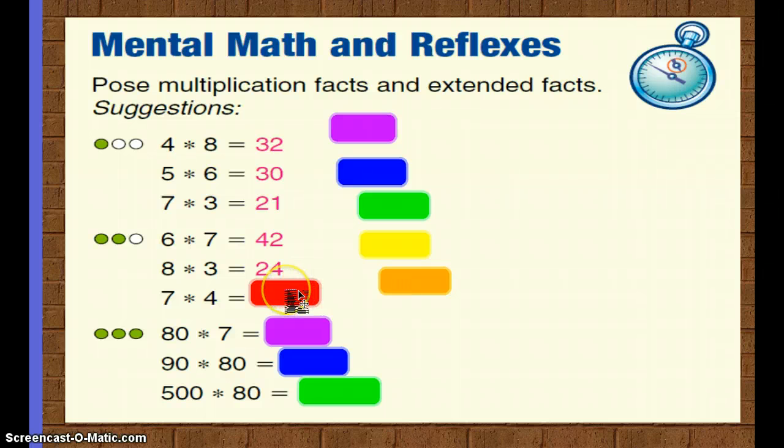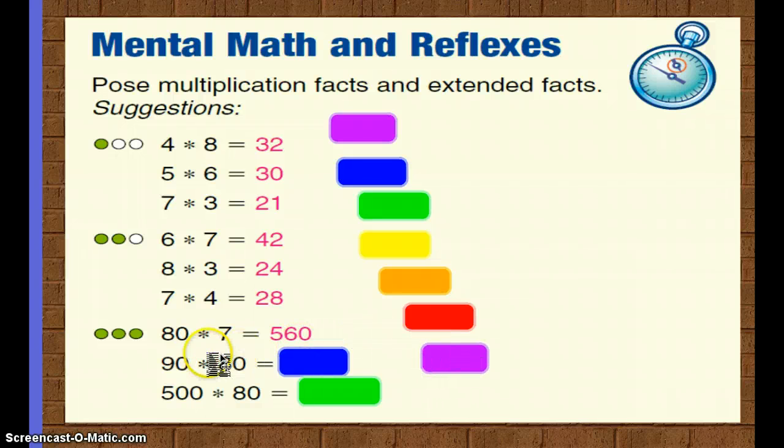7 times 4. 28. 80 times 7. Remember, you multiply the first two numbers together, 56, and add 1 zero, 560. 90 times 80. Multiply the first two numbers together of each number, 9 times 8 is 72, and now we add 2 zeros, so 7,200. And the last one, 5 times 8 is 40, and 1, 2, 3 zeros, so 40,000.